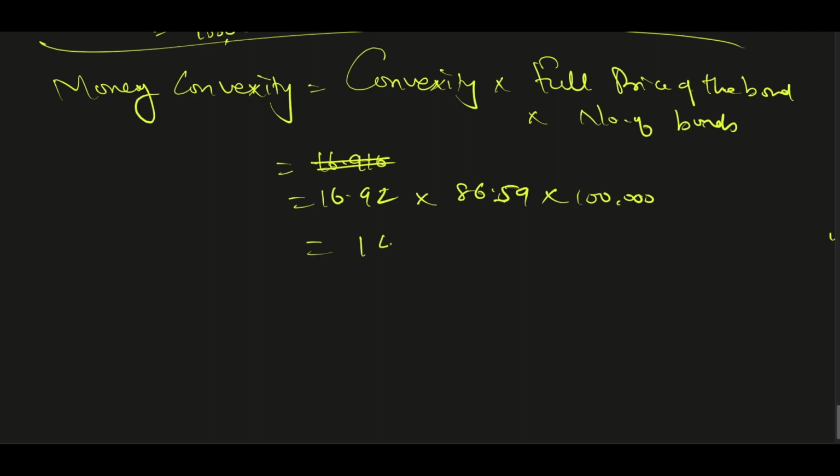So that comes to 1465,10280. Yeah, so this is the money convexity. Fine.